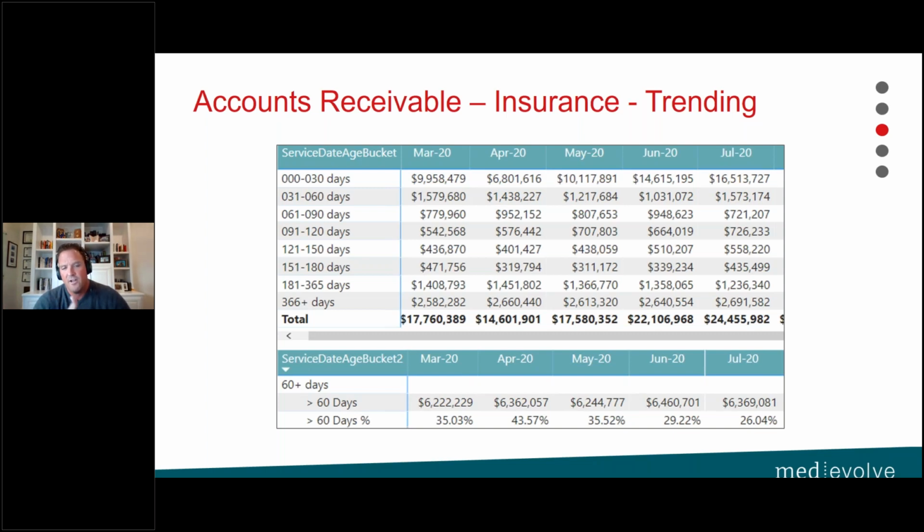So if I wanted to click on Medicare versus workers' comp, I could do it quickly to see, am I seeing an uptick in the over 90, right? Maybe I did a cash acceleration project targeted at Blue Cross for surgical cases in the 181 to 365 range. Did it work? Am I seeing a drop in that bucket? So again, you've got to be able to measure it.